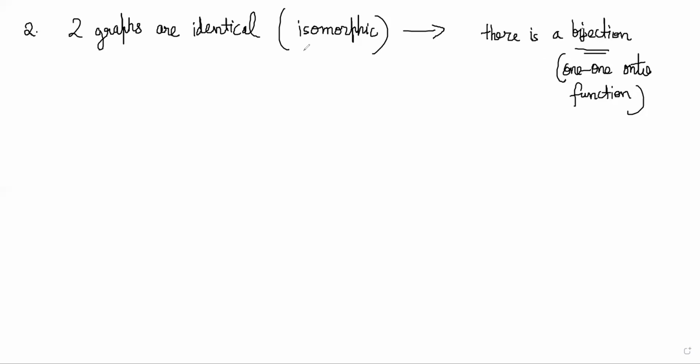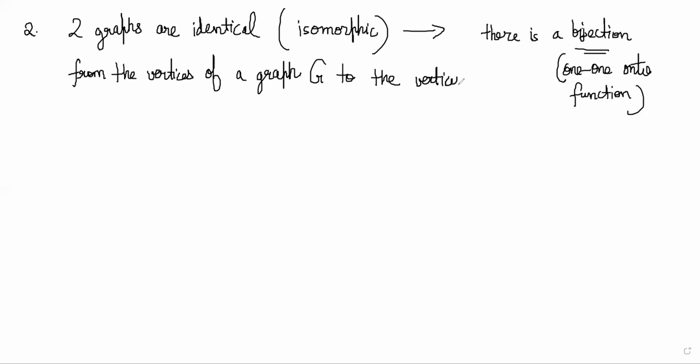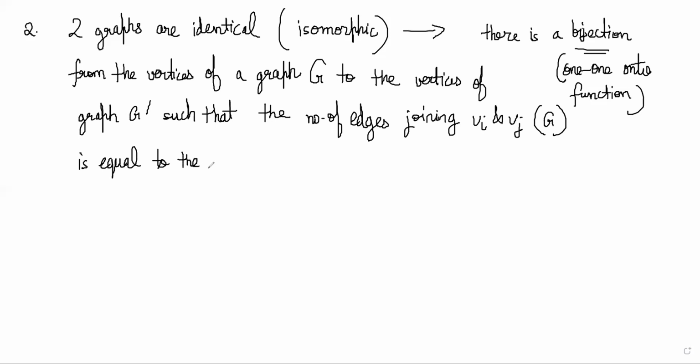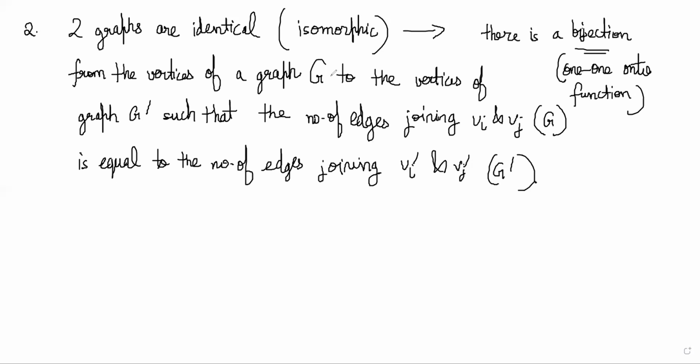So two graphs are identical if there is a bijection from the vertices of a graph G to the vertices of graph G dash such that the number of edges joining Vi and Vj in graph G is equal to the number of edges joining Vi dash and Vj dash in G dash. Basically, what does all this mean?